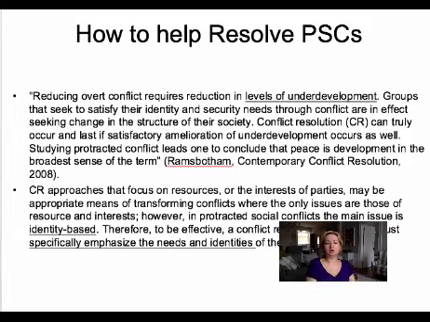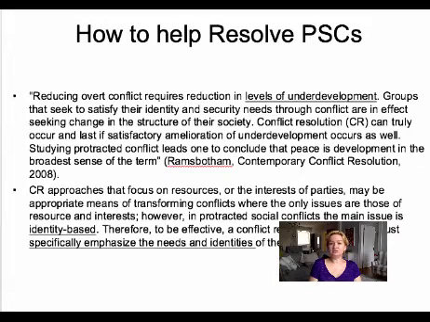How to help resolve protracted social conflict? Reducing overall overt conflict requires reduction in levels of underdevelopment. So groups that seek to satisfy their identity and security needs through conflict are in effect seeking change in the structure of their society. So to address conflict in that society, we need to really address the development and underdevelopment of the state and the structure of government.